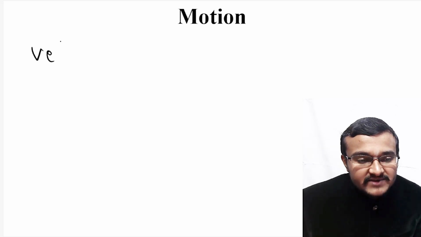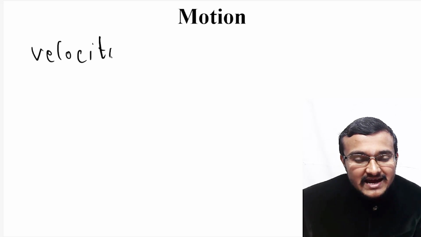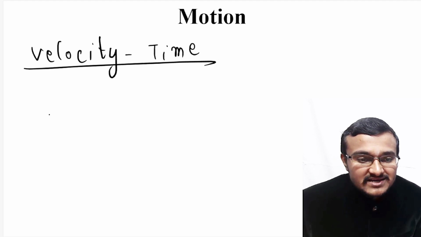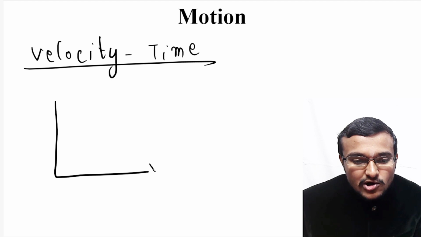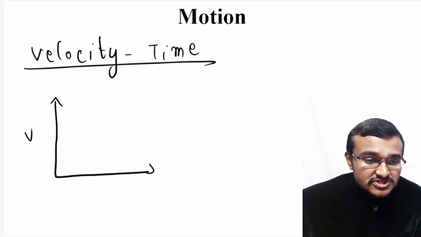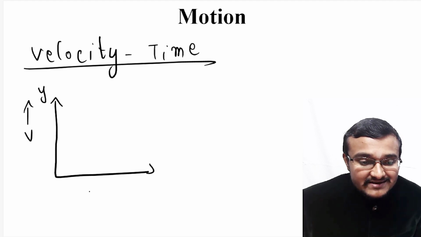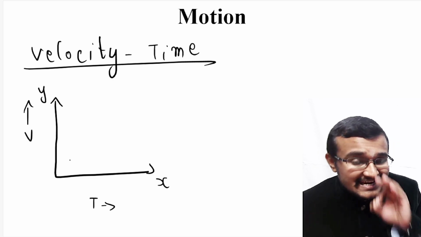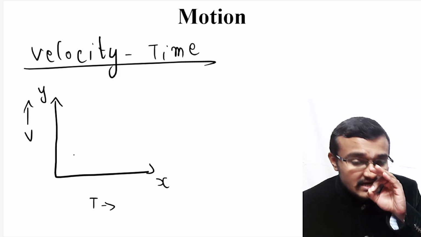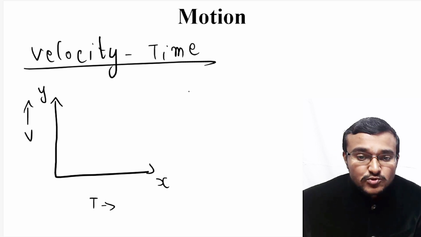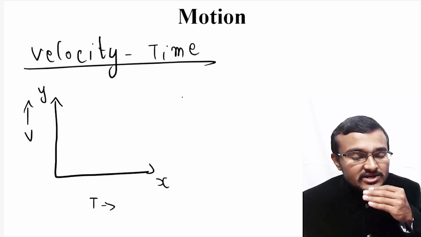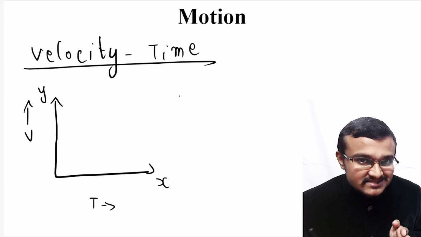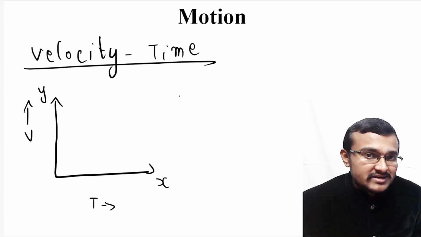So now if we look into the velocity and time graph, in the velocity and time graph you are considering velocity on the y-axis. So velocity will be on the y-axis and time will be on the x-axis. Now let's suppose a particular object or vehicle is moving at a uniform speed or a uniform velocity. That means it is covering an equal amount of distance in an equal amount of time. So what might be the graph?